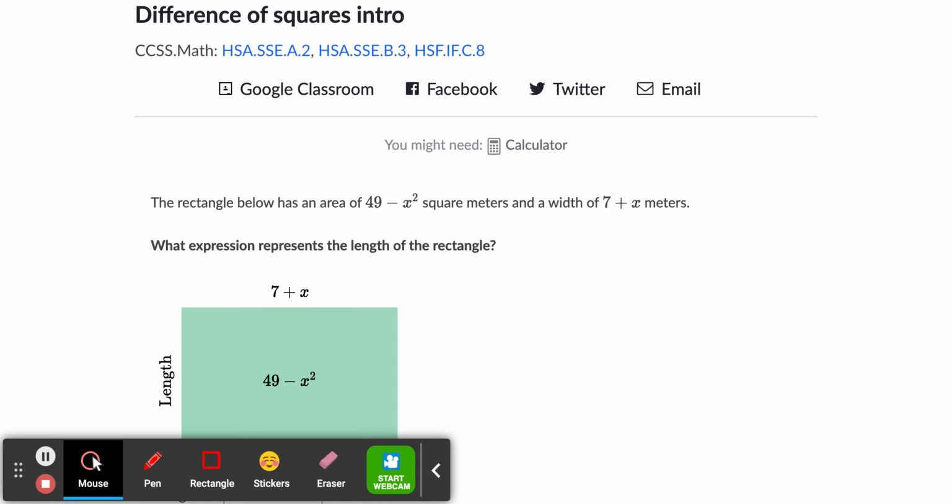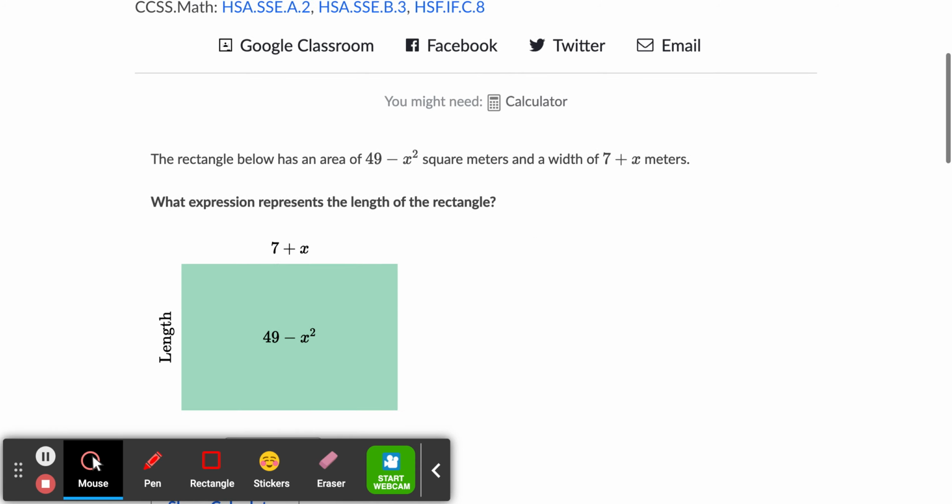Difference of squares intro. So you guys have seen this area model before. We're trying to figure out this missing length. Length times width in the area model is going to equal this area, okay? So we have a difference of squares here, right? 49 is 7 squared, x squared is x squared.